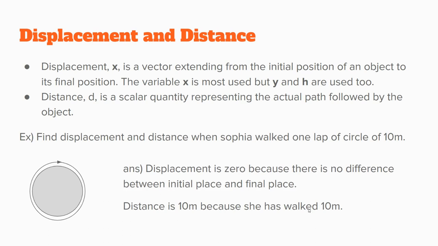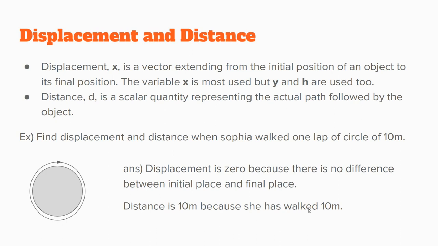So let's talk about displacement and distance. Displacement, x, is a vector extending from the initial position of an object to its final position. The variable x is used most, but y or h are used too when dealing with vertical motion or height. Distance, d, is a scalar quantity representing the actual path followed by the object.